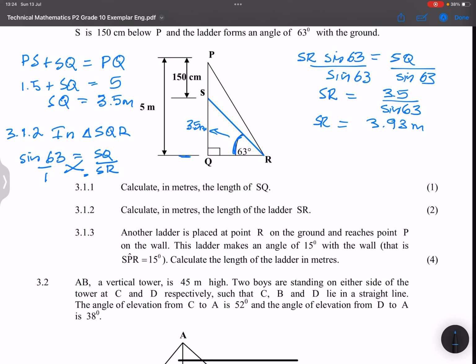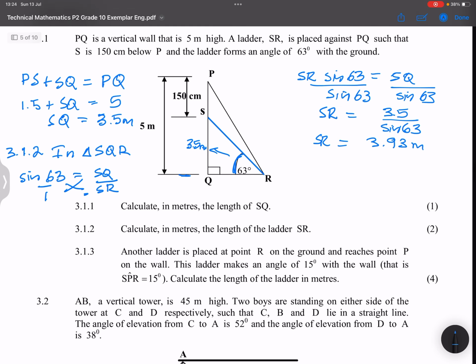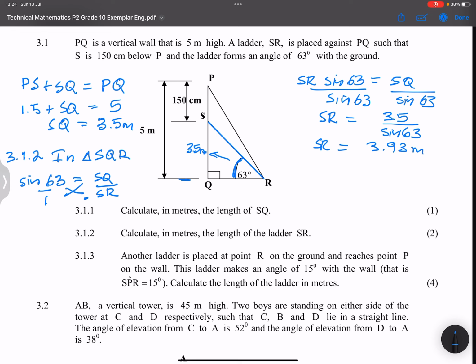Okay, right. Now, the last question here, they say another ladder is placed at point R on the ground and reaches point P. So it reaches that point over there on the wall. This ladder makes an angle of 15 degrees with the wall, right? That is SPR. So angle, okay, let's take that. SPR.